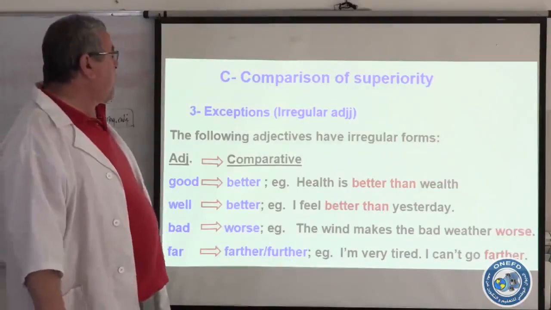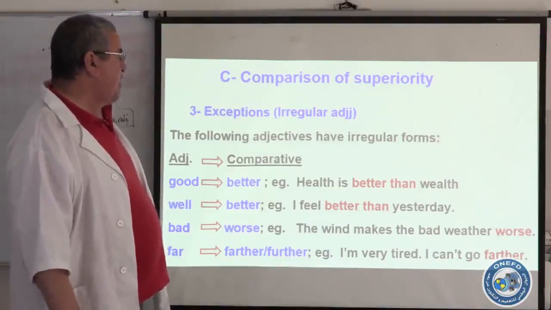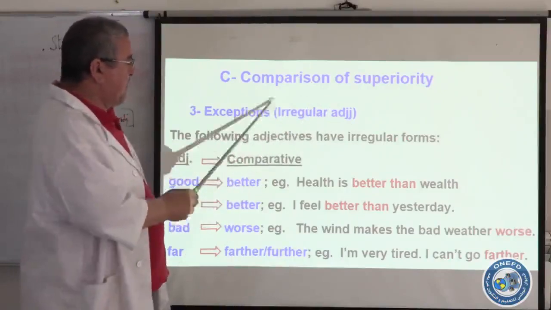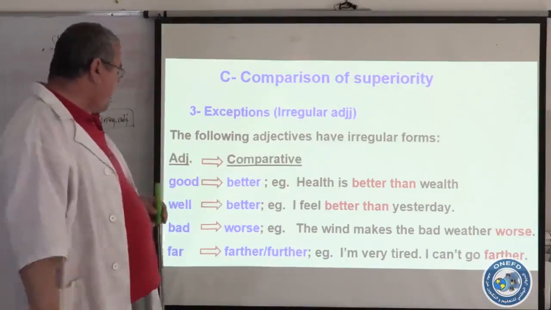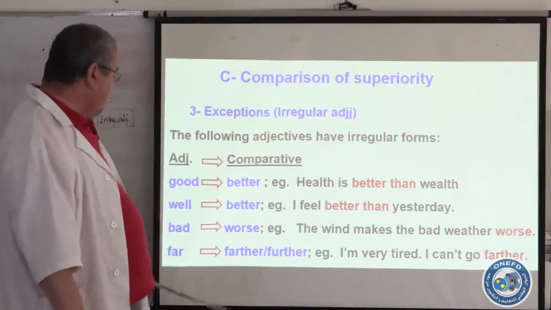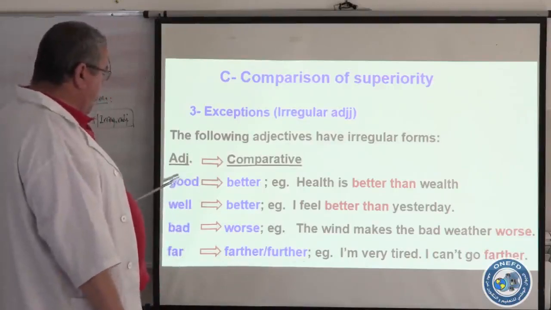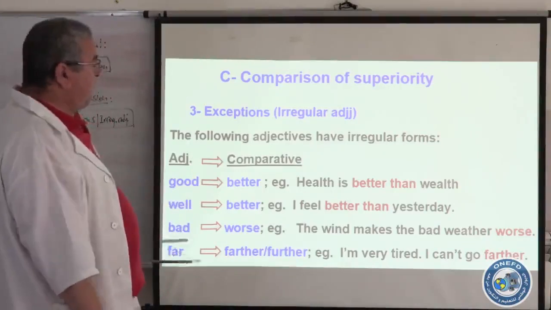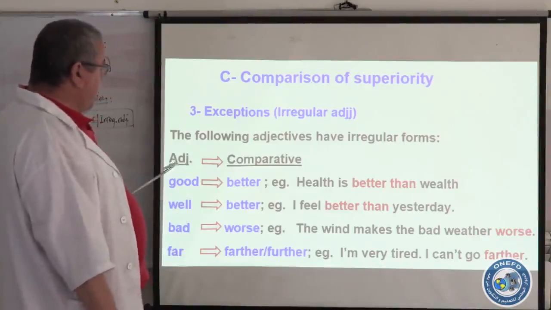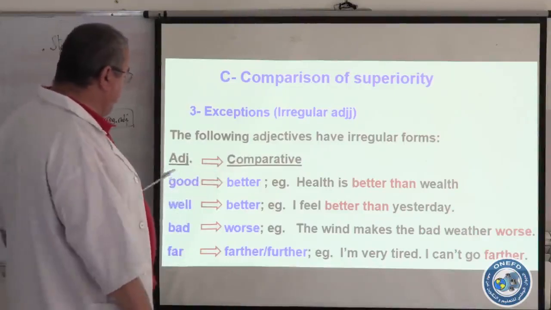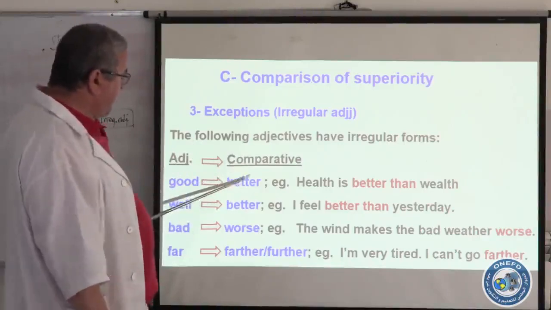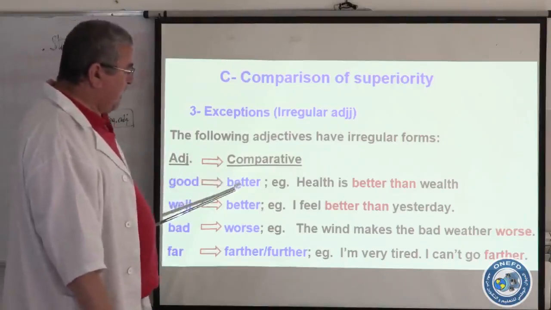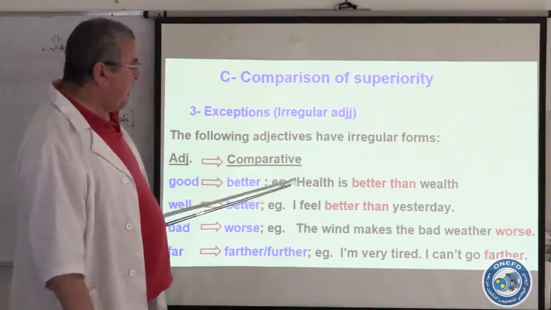Now, of course, there are again some exceptions with what we call irregular adjectives. Irregular adjectives, they are not many. We have good, well, bad, and far. Adjective and comparative. Here are the adjectives, and here are their comparatives. So good becomes better.